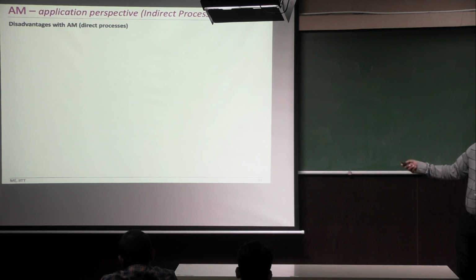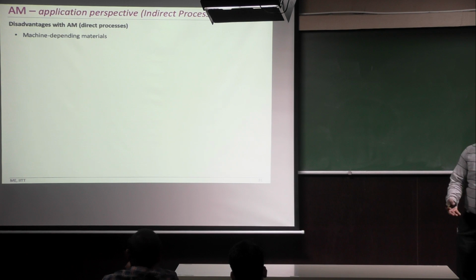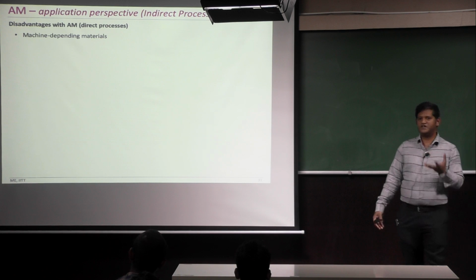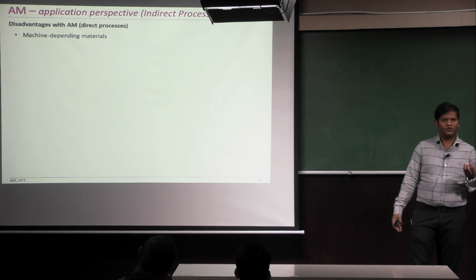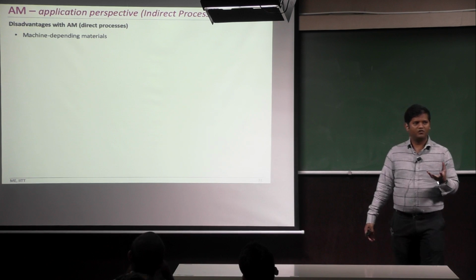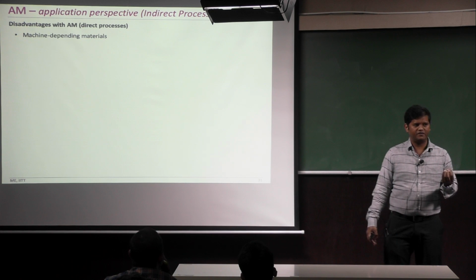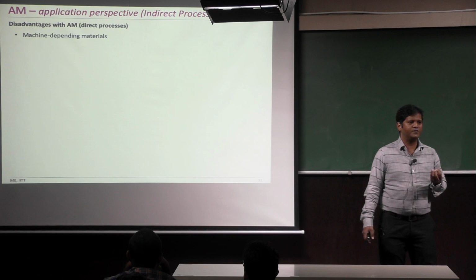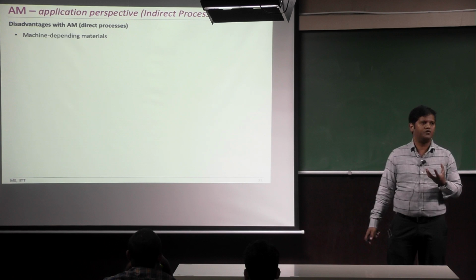One of the disadvantages is machine dependent materials. We are directly using the AM process to manufacture the tools, and each machine, depending upon its make, limits the materials allowed. These machines are material dependent. They don't allow all materials, only specific materials are allowed.